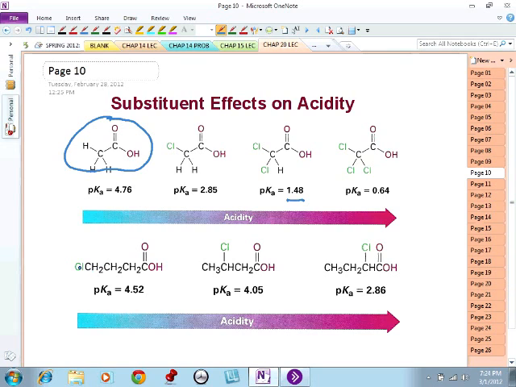Look at this molecule here, where chlorine is here. On this carbon, this is carbon number 1, number 2, number 3, number 4. Chlorine is on carbon number 4. Look at the pKa value, 4.52. Now, when it is on carbon number 3, getting closer to the carbonyl, it goes down. So on carbon number 2, it goes down even further. So inductive effect is very important here.